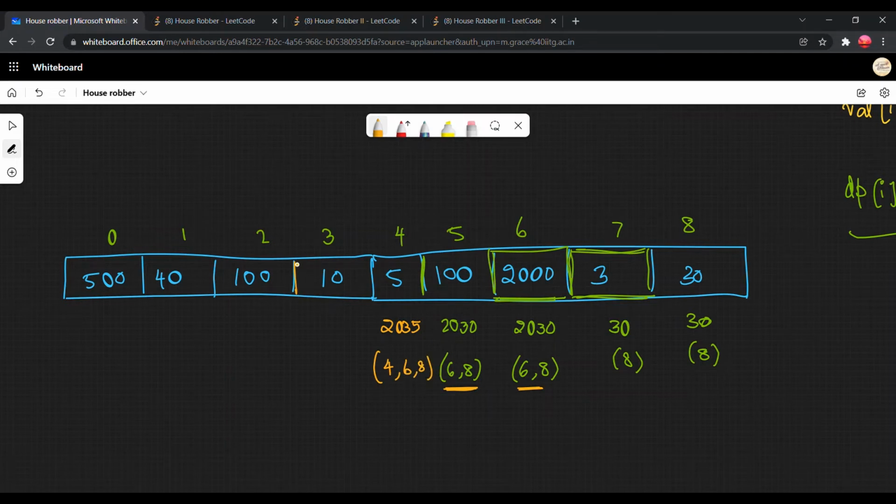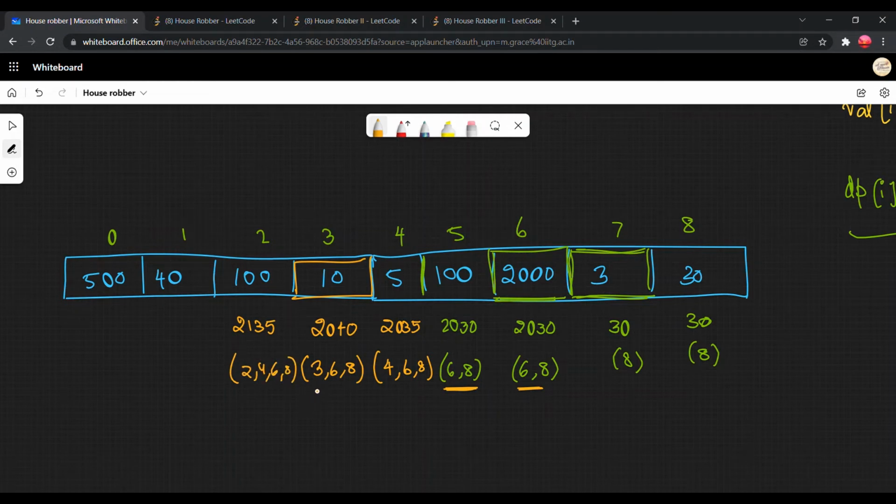Then we come to this one. He can say either 10 plus 2030 or just 2035, and he would obviously go for 10 plus 2030. So that becomes 2040, and this would become 3, 6, 8. So even though he didn't say no here, this got rejected in the next one. So let's see what happens in the coming one. He can either say 100 plus 2035 or just 2040, but he would go for 100 plus 2035. So that's 2135. That's 2, 4, 6, 8.